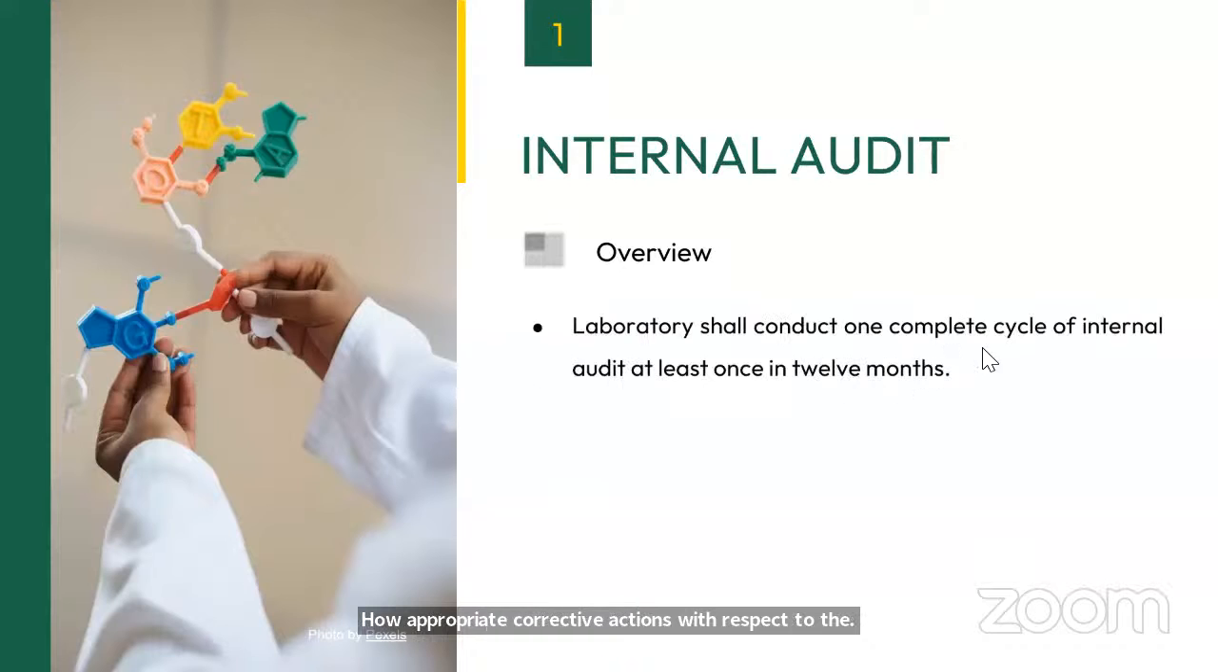Laboratory shall conduct one complete cycle of internal audit at least once in 12 months. So you should cover each and every activity of the laboratory, each and every area, each and every section, each and every strata of your laboratory at least once in 12 months. So at least one internal audit you have to conduct in a year. It is a minimal criterion. You can also opt for more than one internal audit.